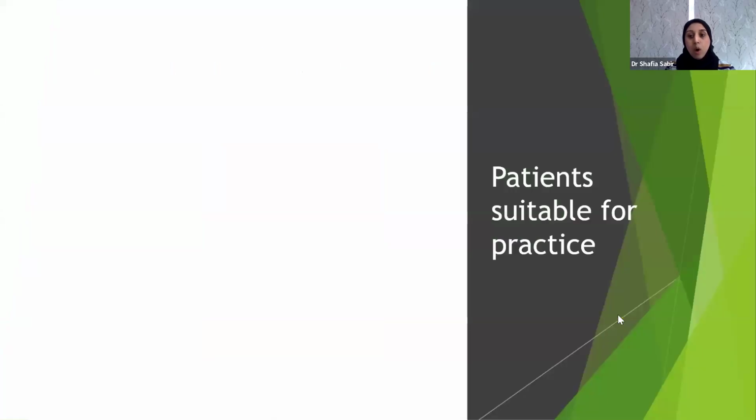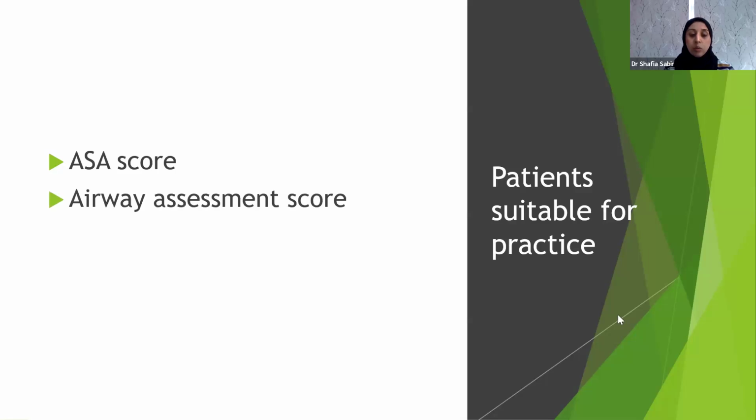So now we need to look at the cohort of patients that are actually suitable for practice. So we have some assessment scores that we need to go through in order to make sure that we are treating these patients safely. We're keeping the patients safe and we're also just being safe ourselves. Some of the scoring that we use is the ASA score, an airway assessment score, and making sure the patient has adequate venous access. These three things are usually done on the pre-assessment, and this is something we'll speak about in further slides.